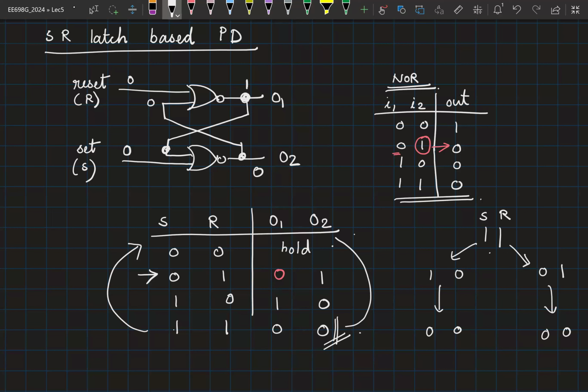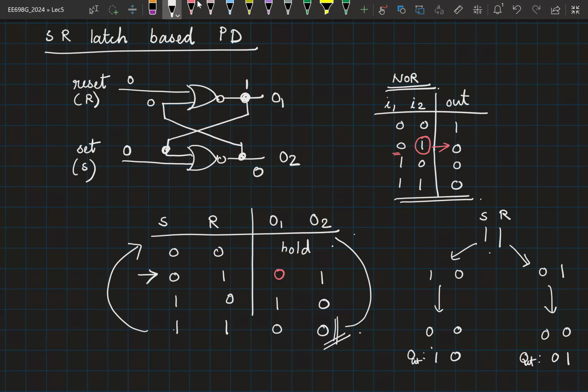If you followed the first path to reach here, what would be the output? This will result in an output of 1 0. If you followed this path, you will get an output of 0 1.